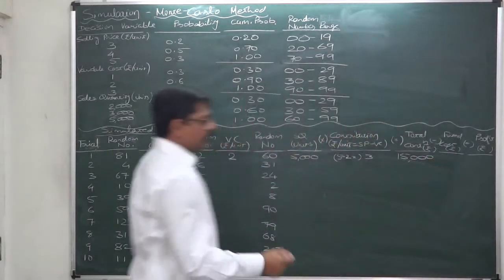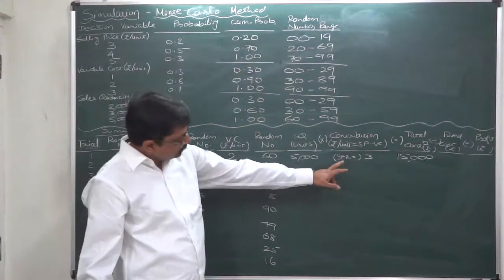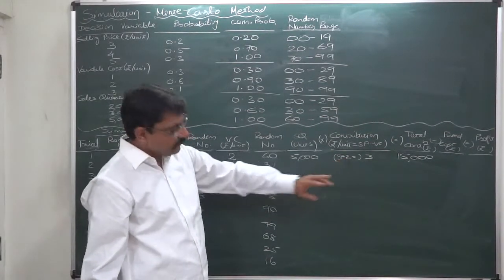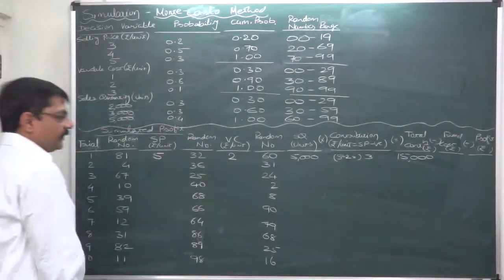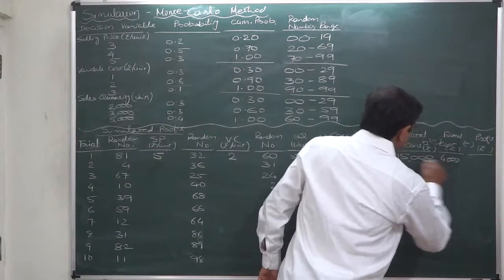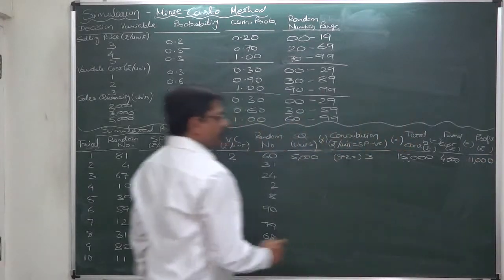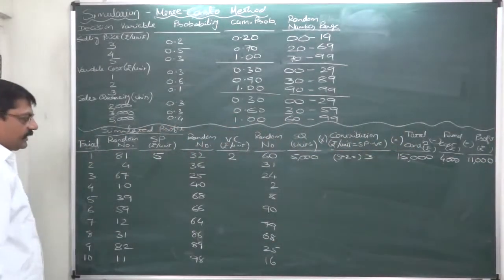Yes, there was an error in writing by me. Instead of 2, I wrote the variable cost as 3. That was actually the answer. 15,000 and fixed cost remains fixed, 4,000. 15,000 minus 4,000, 11,000 will be the simulated profit of the first trial.